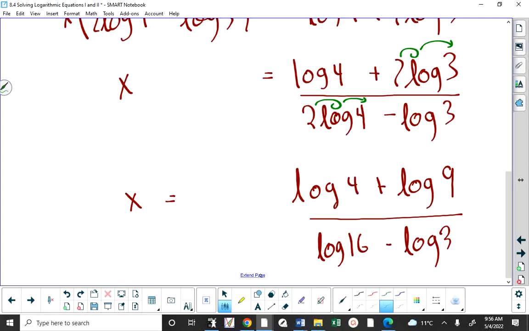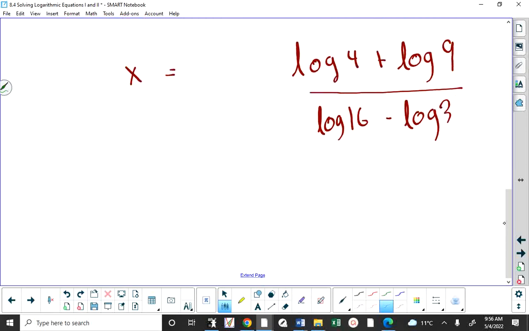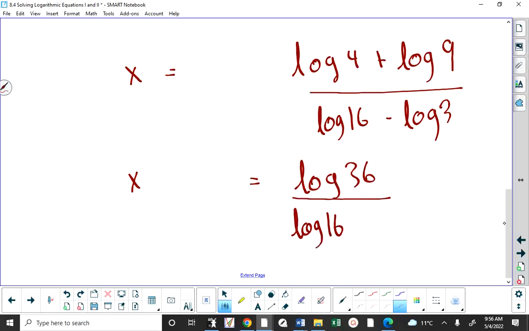That might not even be the choice. It might be instead that x is equal to log of 36 over log of 16 minus log of 3. Because log of 4 plus log of 9 is log of 4 times 9, which is 36.